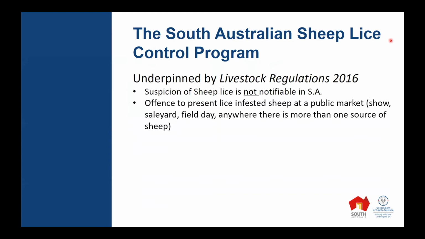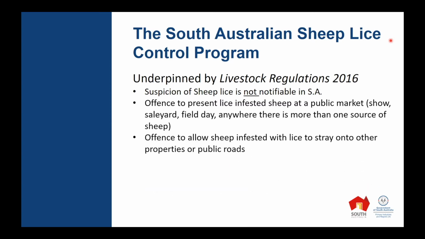So be that a show, a sale yard, a field day, basically anywhere where there's more than one source of sheep is deemed to be a public market. And if sheep have lice at a public market, that's an offence, and you could receive a fine for that or a prosecution. The second offence, and these are the only offences under the livestock regs for lice, is that it's an offence to allow them to stray onto other properties or public roads.